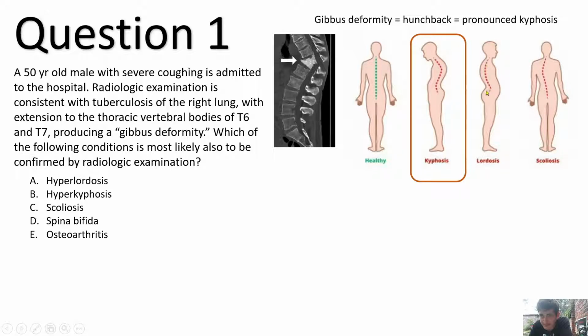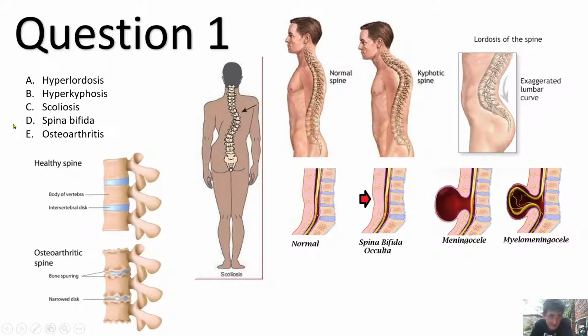Here's lordosis, which is where the lumbar spine is curved backwards. And I guess you can think of this as concave in the front here anteriorly. Here you have concave in the posterior part of the back. And this can happen in pregnancy and other things. It's scoliosis. So, our other answer choices: hyperlordosis. Hyperlordosis, exaggerated lumbar curvature, right?